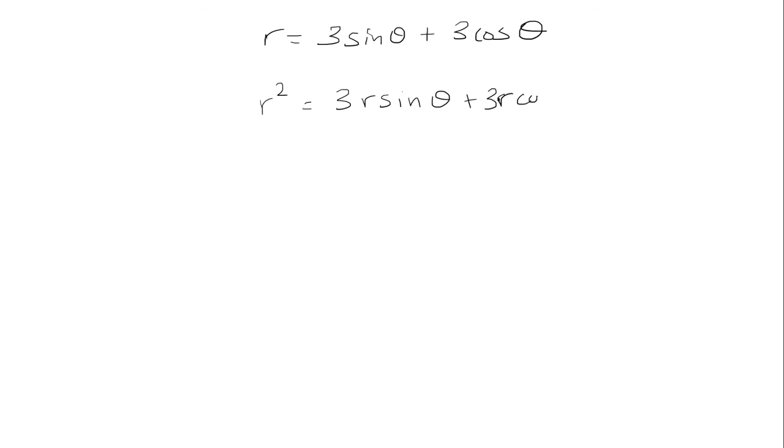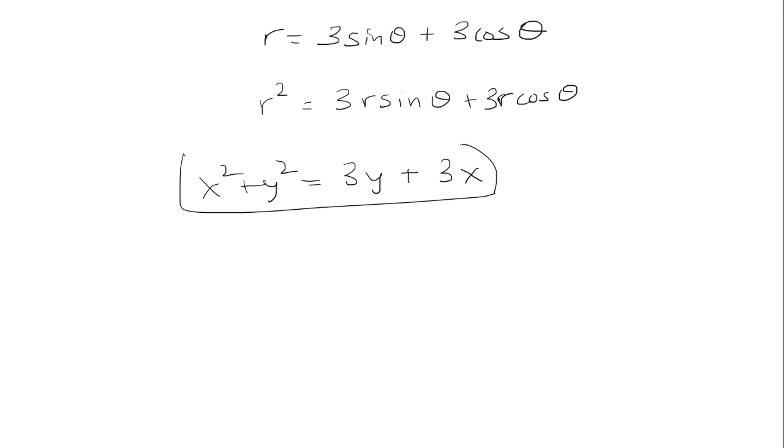Okay, one more. R is equal to 3 sine theta plus 3 cosine theta. Ideally, I want to have an r in front of sine and cosine. So what I'm going to do is multiply both sides by r to get r squared equals 3r sine theta plus 3r cosine theta. R squared is just x squared plus y squared. R sine theta is y. R cosine theta is x. So this is my rectangular equation.